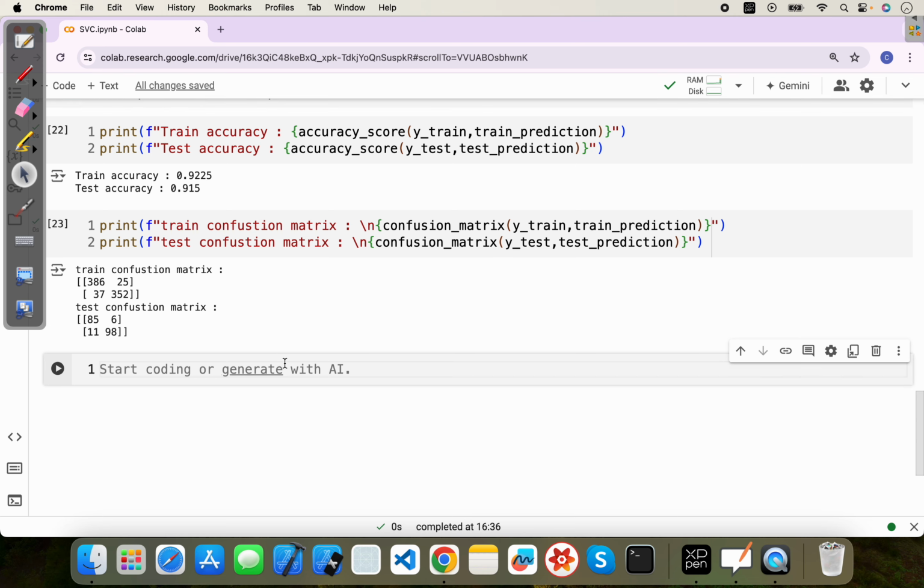So this is all about SVM classification implementation from scratch.